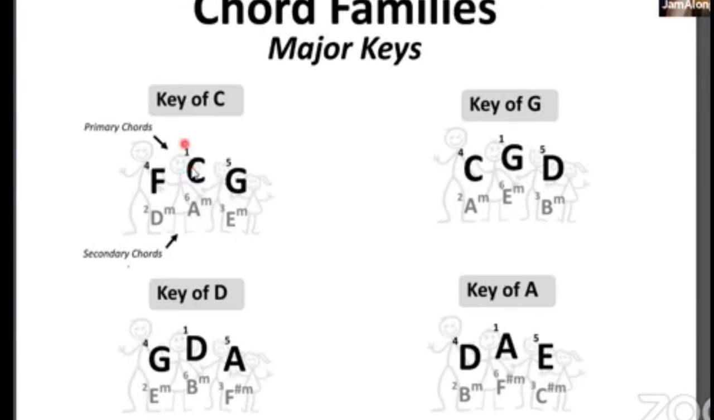So let's say we go 1, 2, 6, 5. I'm just picking random orders. 1, 2, 6, 5. So C, D minor, A minor, G. It would sound like this. There's the 2. Oh, I like it. There's the 6. There's the 5. Sounds like every indie rock song out there. Yes, that can be your song.